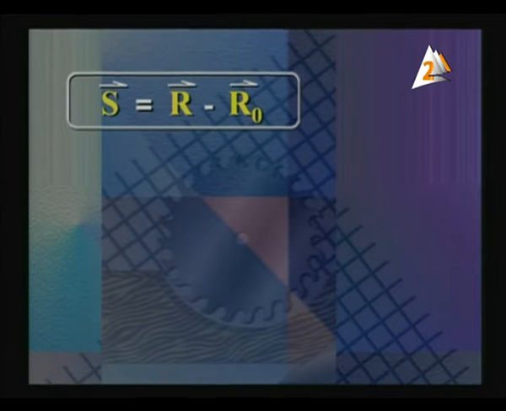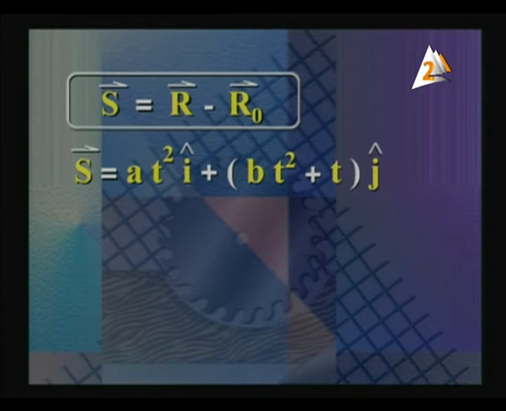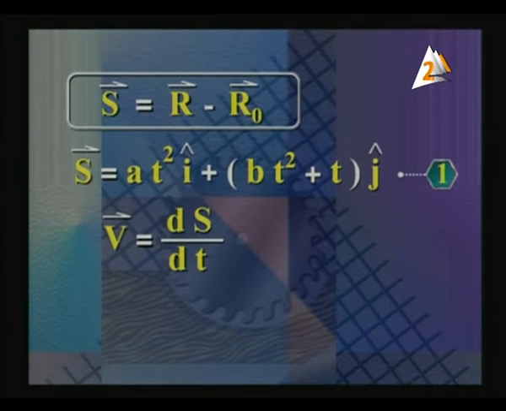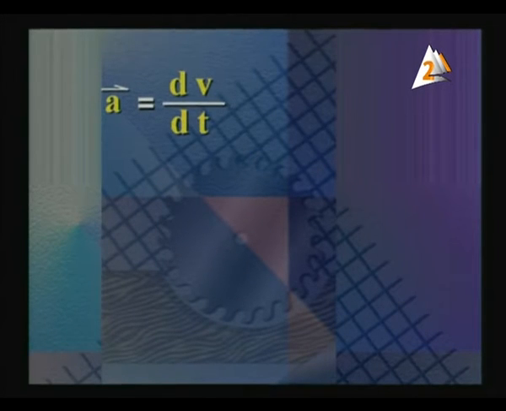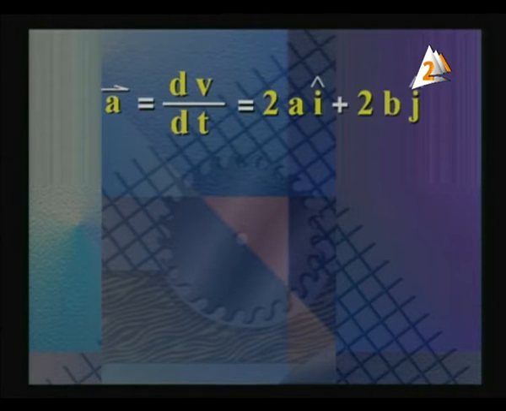Now, as solution we say, the displacement vector is given by s equal r minus r naught, or s equal a t square i plus (b t square plus t) j as first equation. Also, the velocity vector is given by v equal derivative of s, or ds dt, which is equal to 2at i plus (2bt plus 1) j. And the acceleration vector a is given by dv dt, or 2a i plus 2b j.